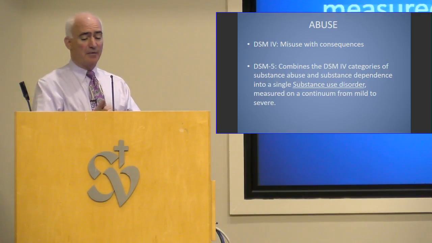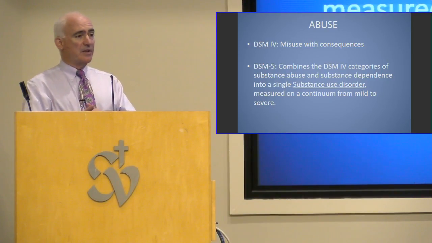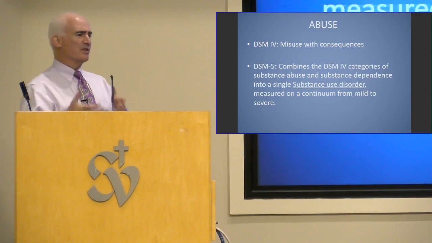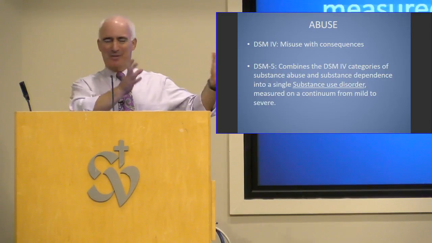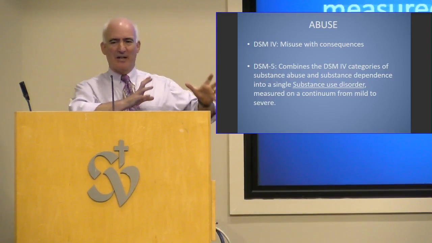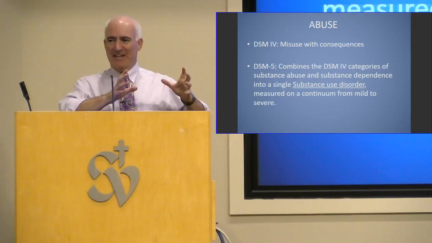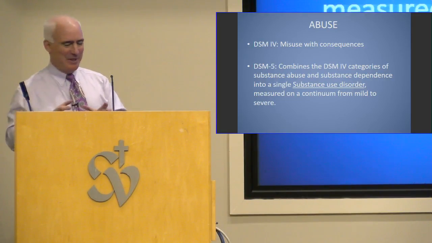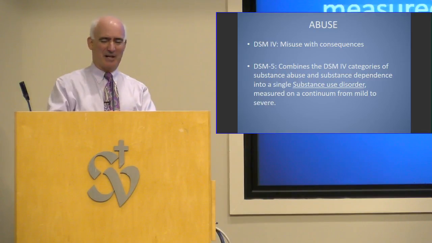So in DSM-4, they define this, and I talked to my psychiatry colleagues about this. It was misuse with consequences. They took the misuse, which was somewhat benign, and then when it becomes abuse, it's misuse with consequences, which I never quite understood. To me, it's all part and parcel, but I'm not a psychiatrist, nor do I ever want to be one.